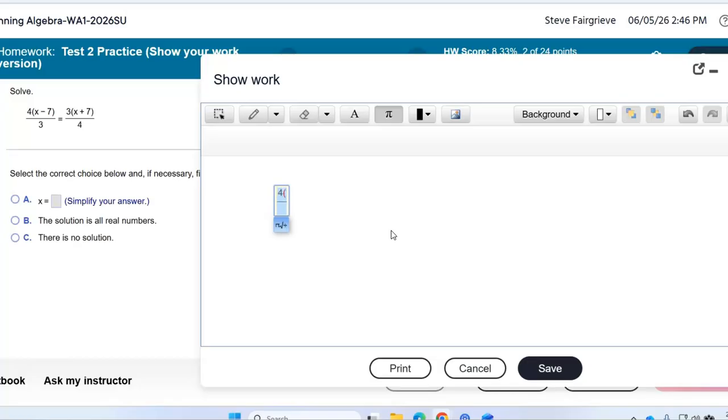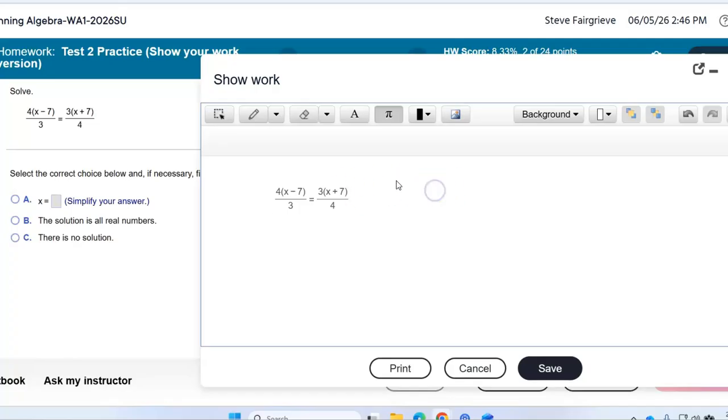4 parentheses x minus 7. Just move the arrow key over 3 to the other side equals, and then it was another fraction. So I'm going to just hit the divide bar again. 3 parentheses x plus 7 over 4.